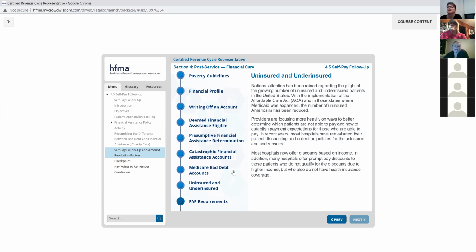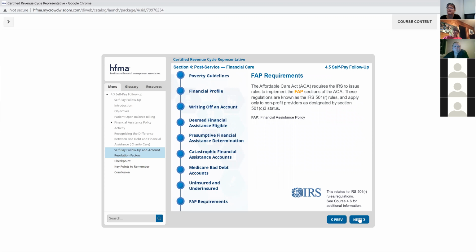But I think the key is that it's all documented in your plan. It's also important to make sure it's very consistent. You can't really do this on a one-off basis unless there's a really good exception. Okay. And then the Affordable Care Act requires the IRS to issue the rules to implement the financial assistance policy sections. So again, going to what Barb said, just make sure that you're consistent. It's all documented in your policy and you are following your policy when you're offering these benefits to your patients.